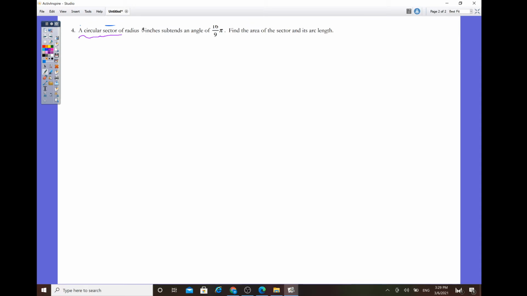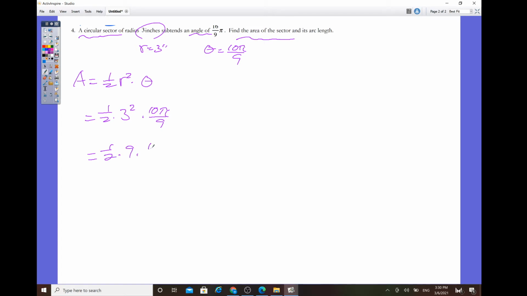So we do know that's a circular sector with the radius 3 inches. So r is 3 inches. And then we do know that the measure of the central angle, so theta, it's 10 pi over 9. So area of a sector, what we found here is 1/2 r squared times theta. So it's 1/2 times radius, 3 inches, squared, times theta, 10 pi over 9. Now this one, there's no approximation, there's no rounding, so just leave everything in terms of pi with a fraction. So 1/2 times 9, 10 pi over 9.